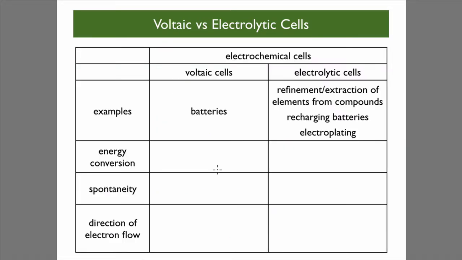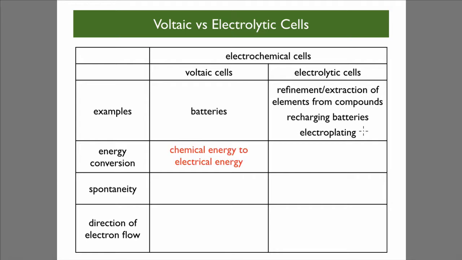Well, what's the difference between a voltaic and electrolytic cell? Let's have a look at this wonderful table. For examples of voltaic cells, obviously we have those batteries we looked at in the last presentation. Electrolytic cells are used when we refine or extract elements from compounds, when we recharge batteries, and obviously the electroplating we just looked at, that gold and shiny car.